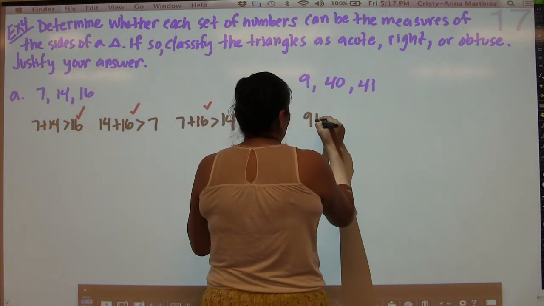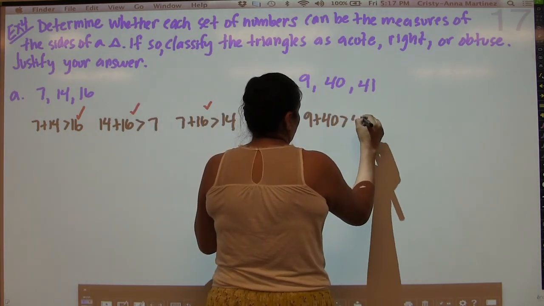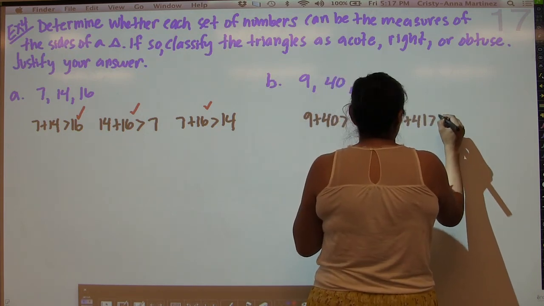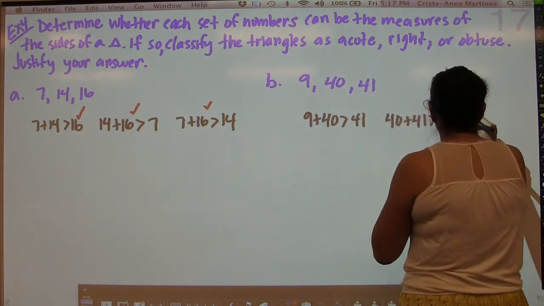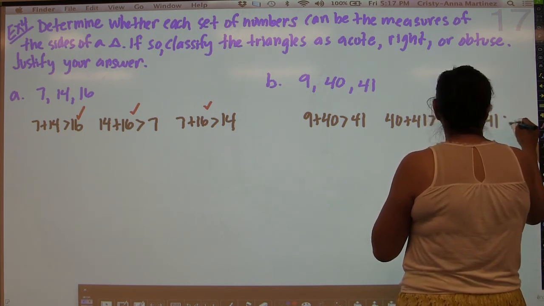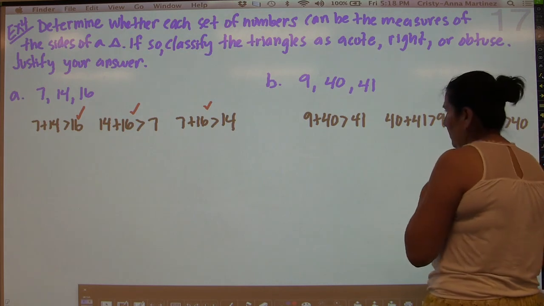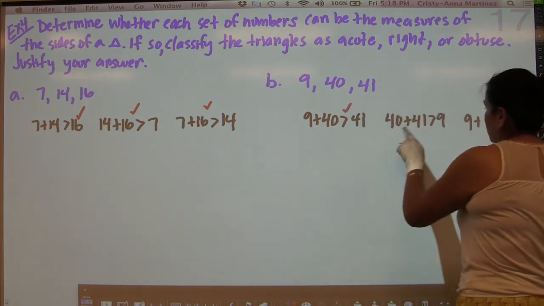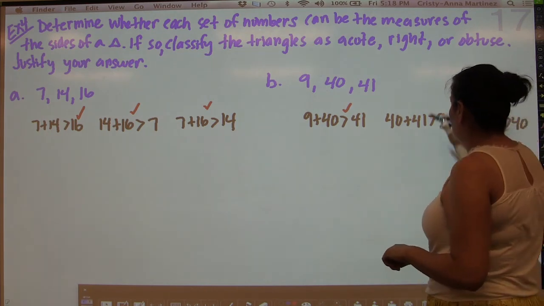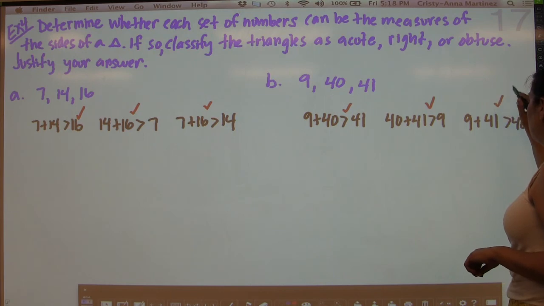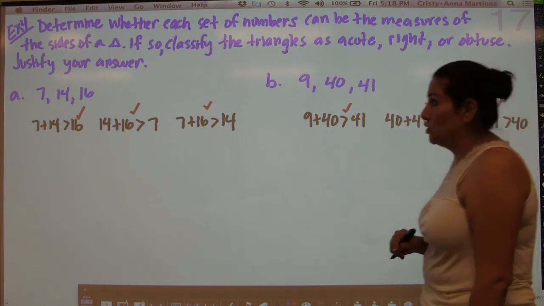We know that 9 plus 40 has to be larger than 41. 40 plus 41 has to be larger than 9. And then lastly, 9 plus 41 has to be larger than 40. And again, this is 49, definitely bigger than 41. 40 plus 41 is going to be 81, definitely larger than 9. And 9 plus 40 is going to be 49, definitely larger than 40. So in both cases, the triangles do exist.